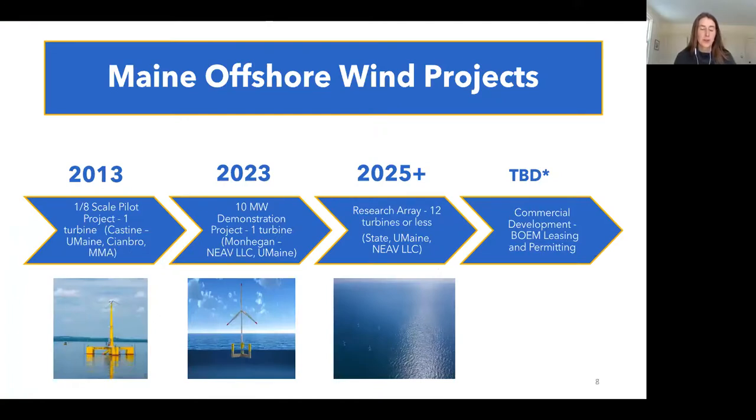So this just shows you the phased approach to our planning here. We have the 2013 feasibility 1/8 scale pilot project from the University of Maine, and the one turbine project I mentioned that's on track for 2023. And then the research array, we're in the early stages, but we hope to have something in the water by 2025. There's more information on our website that goes into ongoing stakeholder conversations we're having around planning, in addition to FAQs and other information there.